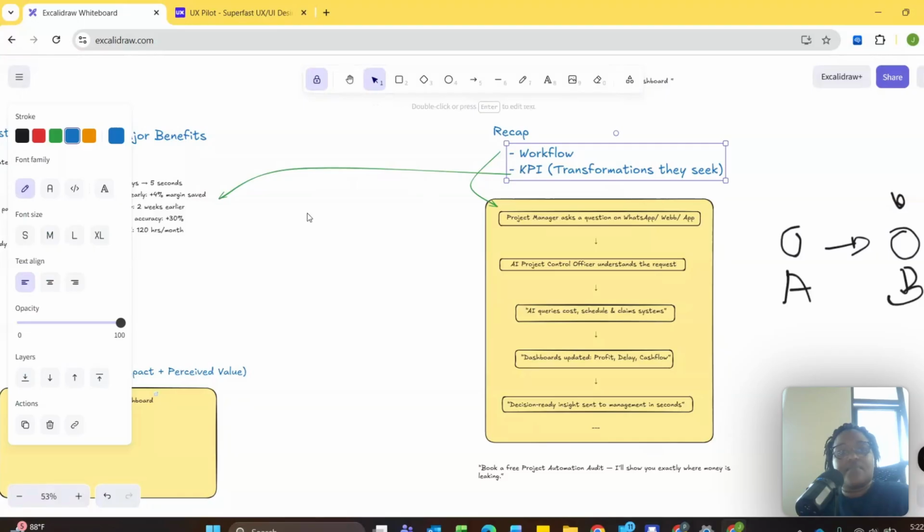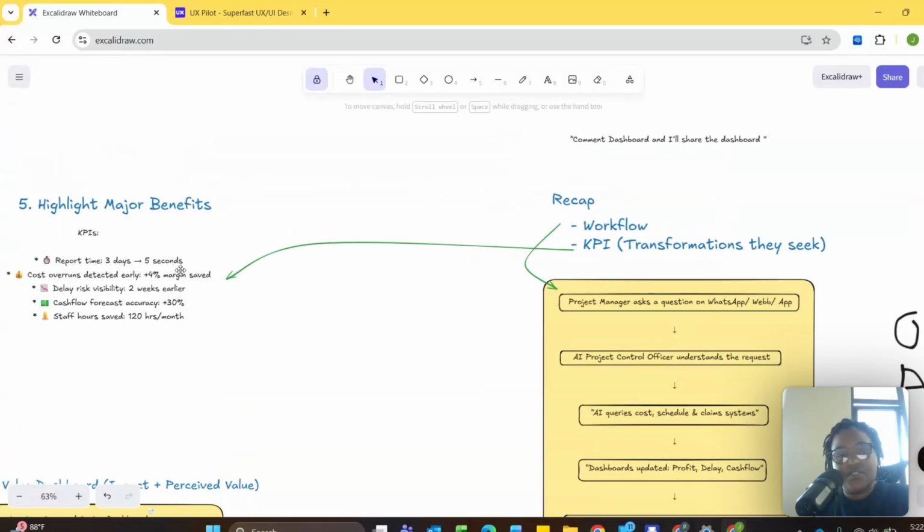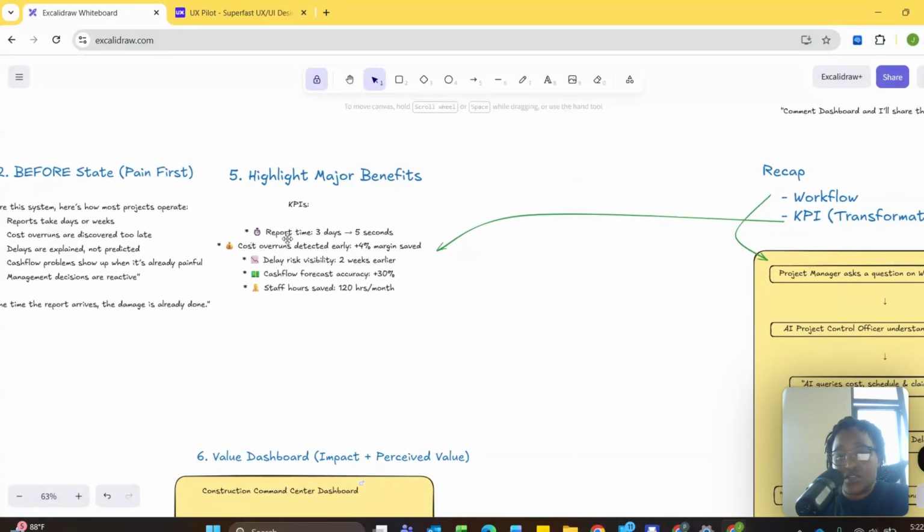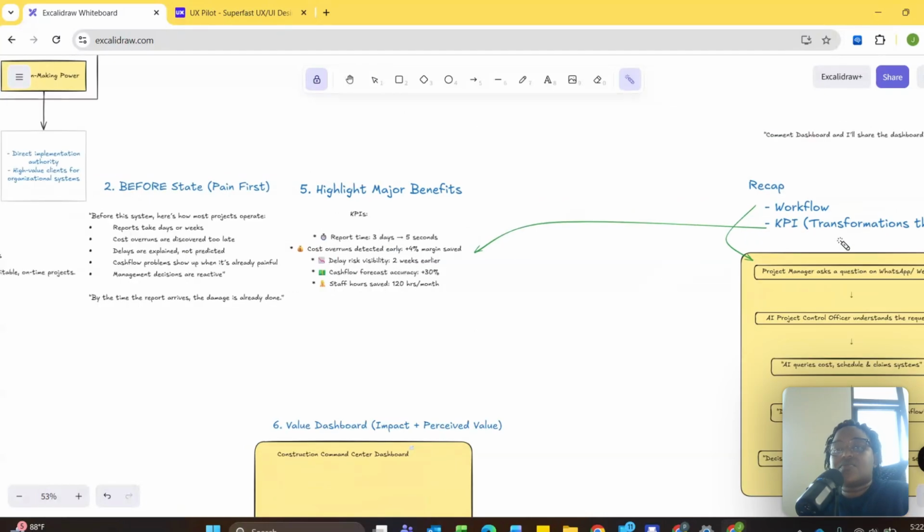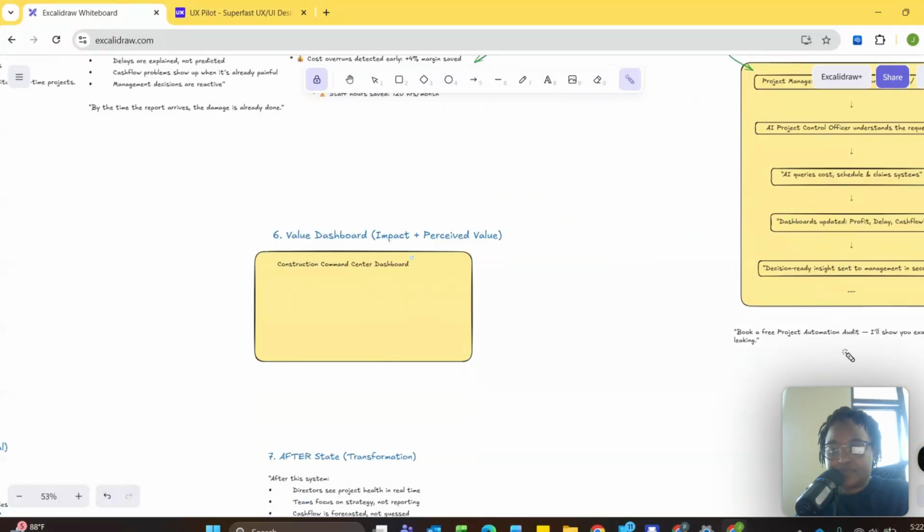So for this major KPI, which are the major benefits, it can look like a reduction in reporting time, cost overruns, impact of delay, cash flow, etc. So this recap is good. It's very important, so that you can end on the same note with the client.